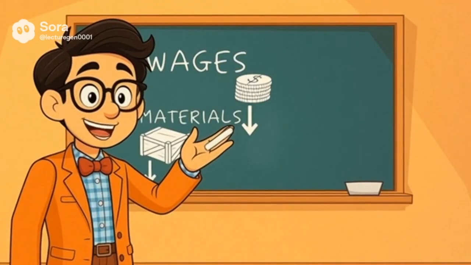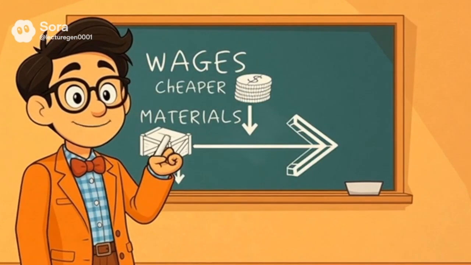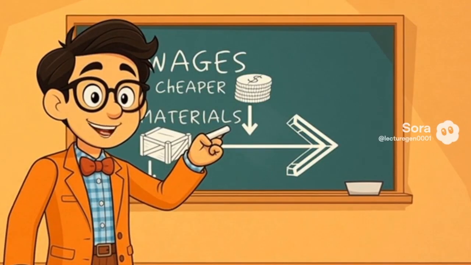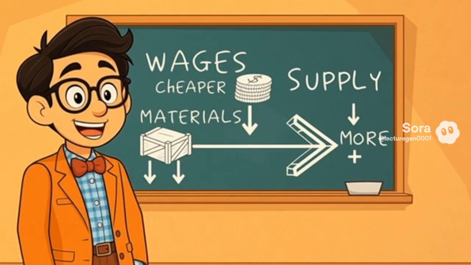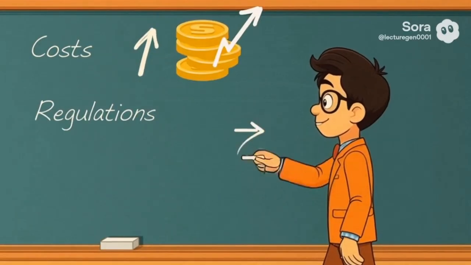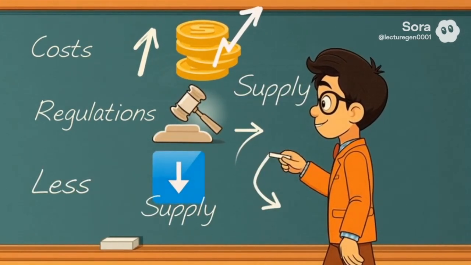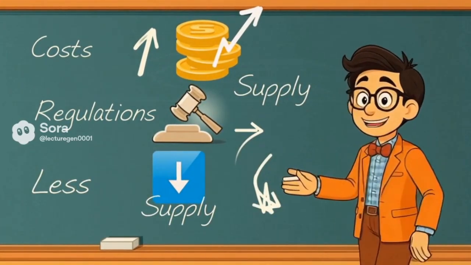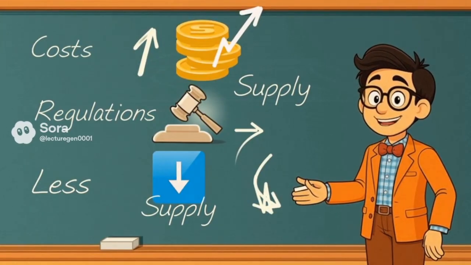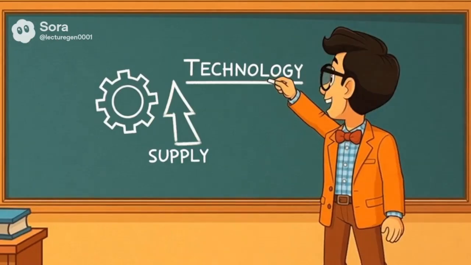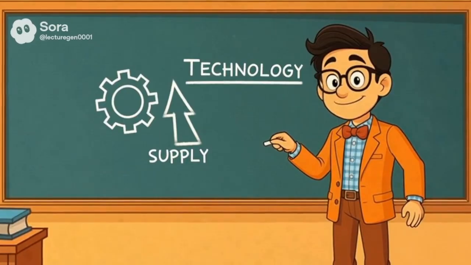If input costs, like wages or materials, fall, it becomes cheaper to produce. The supply curve shifts rightward, showing increased supply. But when input costs rise, or when new regulations increase production expenses, the supply curve shifts leftward, showing a decrease in supply. Improvements in technology also increase supply.